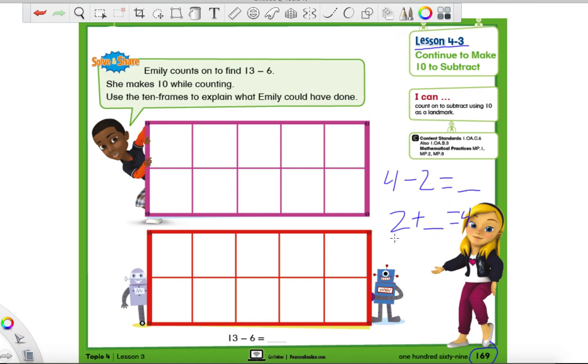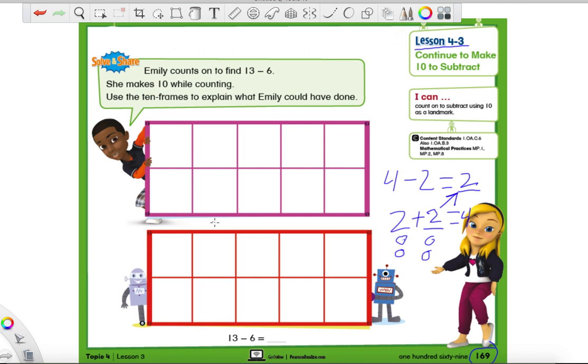Now you can do this by drawing pictures. So if we want to draw a picture, we could say, okay, here's 2 circles, right? How many more circles to make 4? I would count on 1, 2, 3, 4. So I need another 2. 2 plus 2 gives us 4, and this number would also be the answer for our subtraction sentence, because a related fact uses the same 3 numbers.